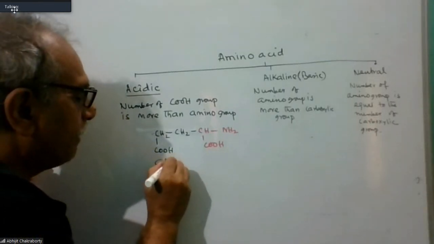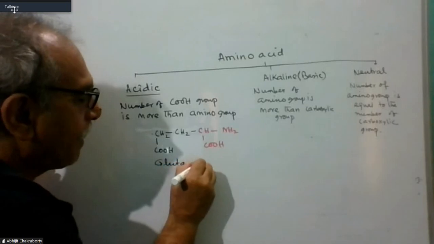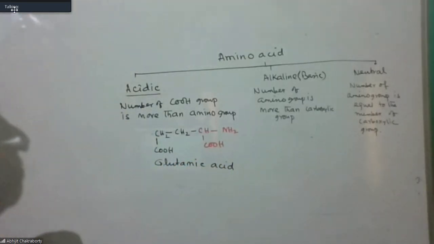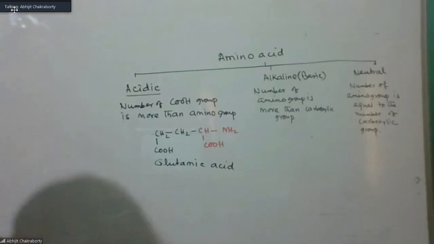Example, so it is an acidic amino acid. The number of carboxylic groups is more than the number of amino groups. Clear?